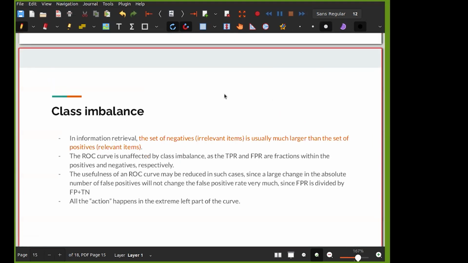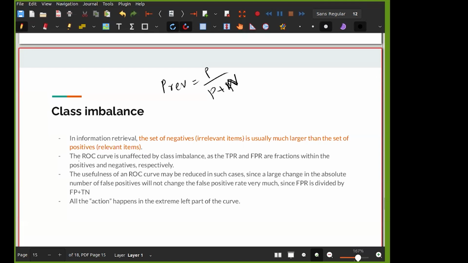Okay, so let's now talk about class imbalance. And we have kind of touched on it, and class imbalance can be found by prevalence, which is P by P plus N, which is just the class skew definition, right? So there are many situations where class imbalance could be there, but especially in information retrieval, it will always be the case. The set of negative or irrelevant items will usually be much larger than the set of relevant items.